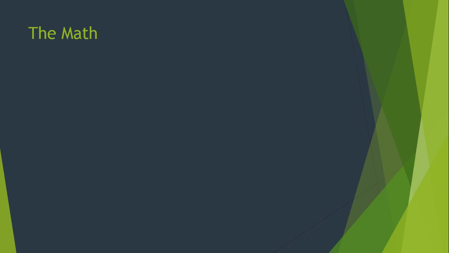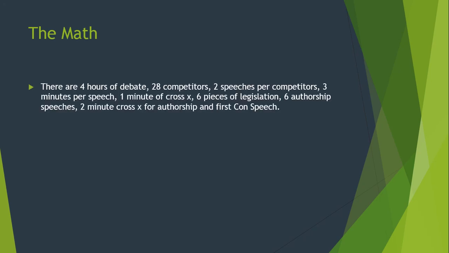The mathematics behind it. Now, what you have to realize, there are 4 hours of debate. There's 28 competitors. 2 speeches per competitor is what you're looking at. 3 minutes per speech, 1 minute of cross-ex per speech, 6 pieces of legislation you're going to roughly get through. So that means 6 authorship speeches along with that, 2 minutes of cross-ex for an authorship and for the first con speech. So you're dealing with all of these numbers. Well, what does that mean? Like, what are we dealing with on that?